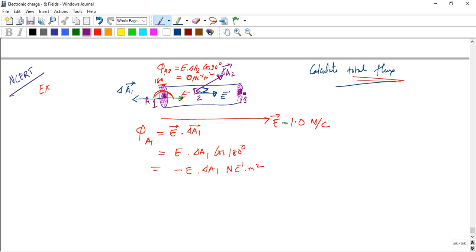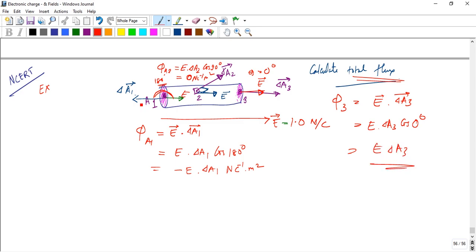For the third surface, E is in that direction, delta A3 is in that direction, and the electric field is also in the same direction. So theta equals 0 degrees. So phi 3 is E vector dot delta A3, which is E delta A3 cos 0. We know cos 0 is 1, so phi 3 is E delta A3. The total flux is the algebraic sum of the three fluxes: phi equals phi 1 plus phi 2 plus phi 3.